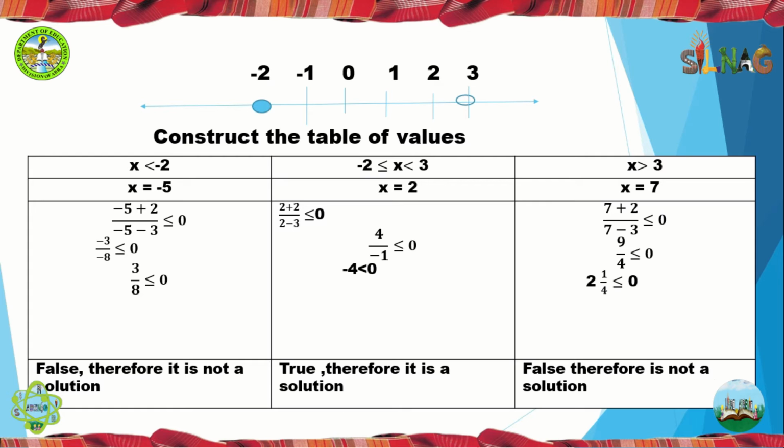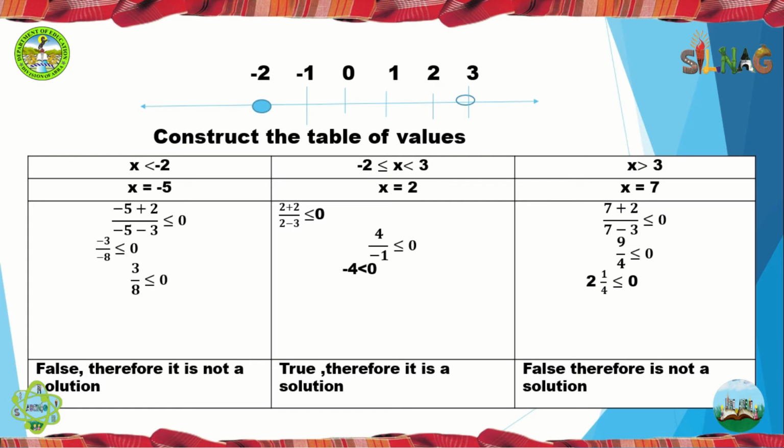2 plus 2 is 4. 2 minus 3 is negative 1. 4 divided by negative 1 is negative 4. Is negative 4 less than 0? Okay, yes, it is less than 0. So therefore, it is a true statement. If it is a true statement, we can say now that 2 is a solution, or the numbers which are greater than negative 2 but less than 3 are solutions of the given inequality.